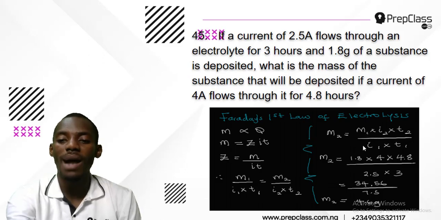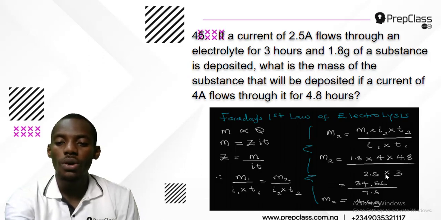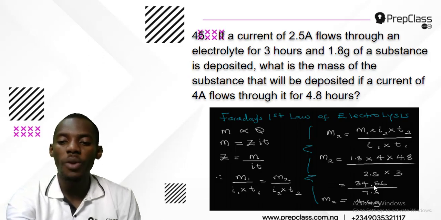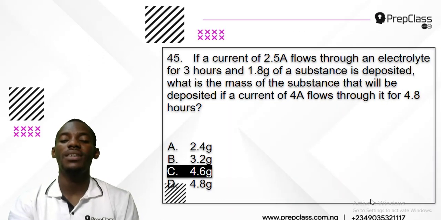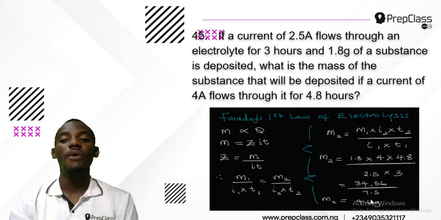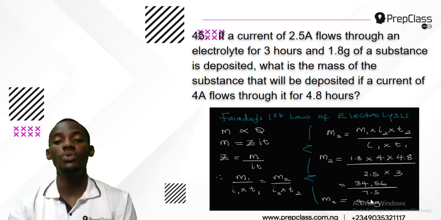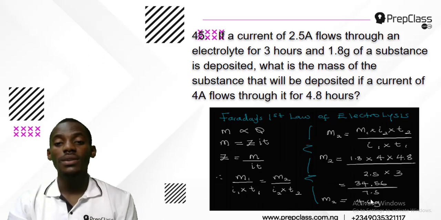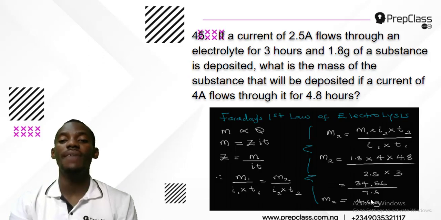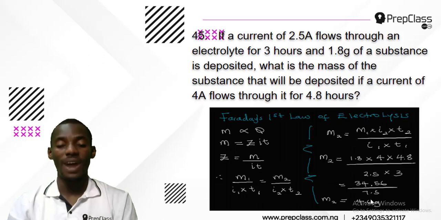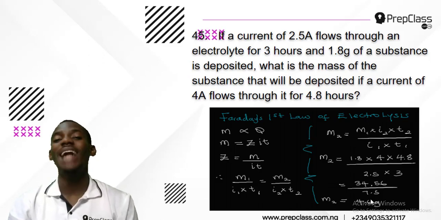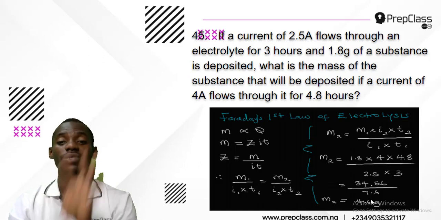Now plug in your parameters. M1, the first mass, is 1.8, the second current is 4, the second time is 4.8, over the first current, which is 2.5, and the first time, which is 3. Multiply the ones on top and divide by the ones below. If I multiply 1.8 times 4 times 4.8, I get 34.56 over 2.5 times 3, which is 7.5, and if you divide it, you get 4.6 grams, and that is your second mass. Don't forget that everything came from Faraday's first law of electrolysis, which is mass is directly proportional to Q, giving me M equals the constant Z times IT. IT is Q, so Q became current times time, and that is the answer to number 45. Use Faraday's law, then multiply, and you get your value. Any question on electrolysis in physics can be answered this way.